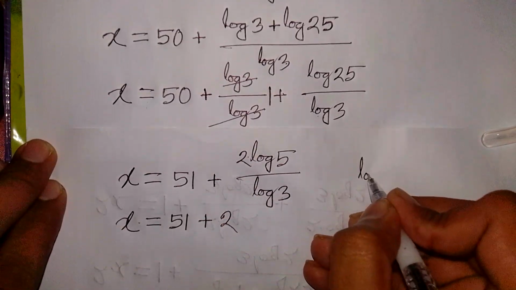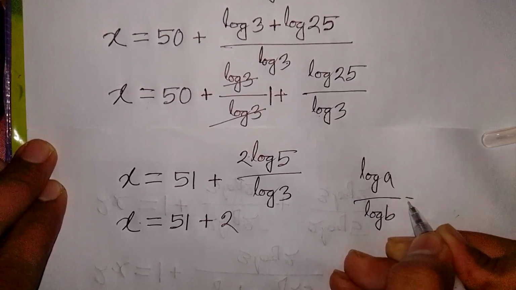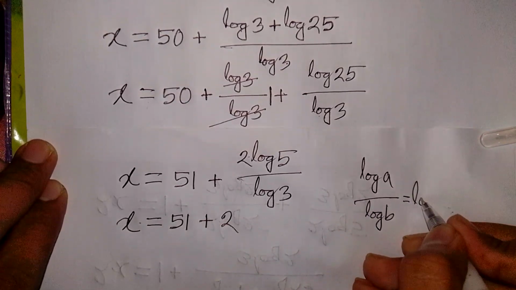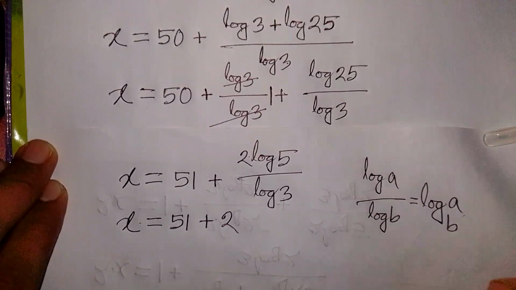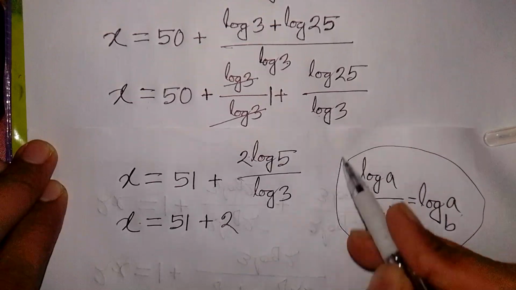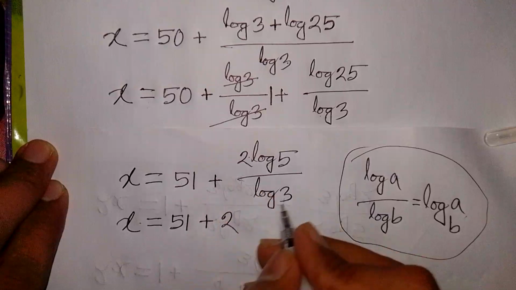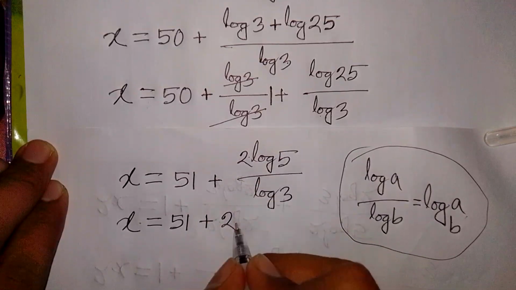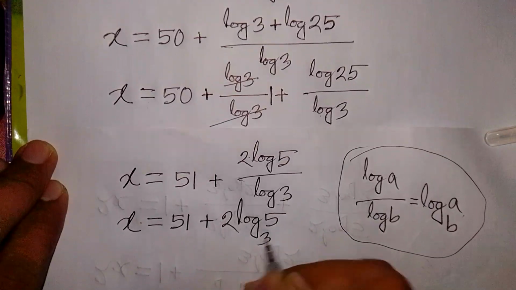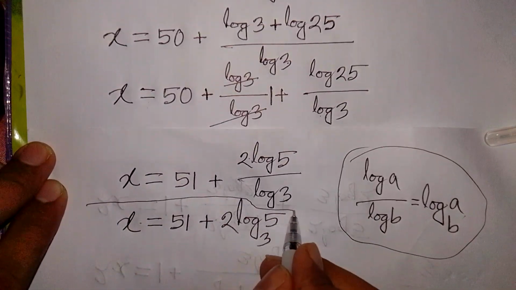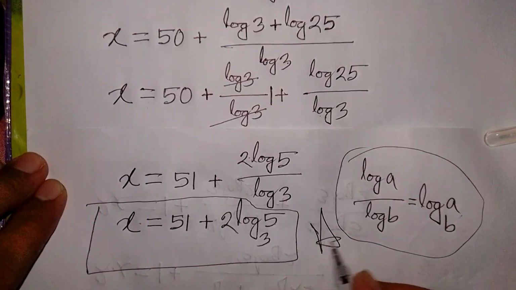So we apply this formula: log a over log b is equal to log a base b. So 2 log 5 over log 3 is the same as 2 log 5 base 3. So this is the value of x. This is our final answer.